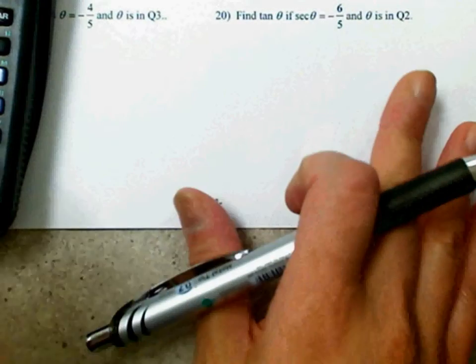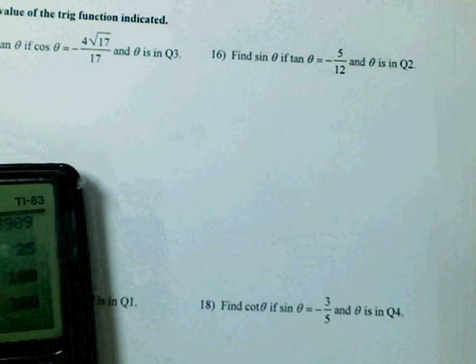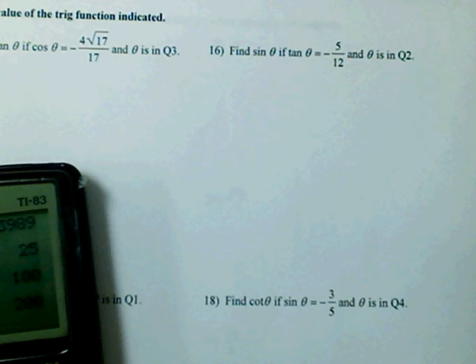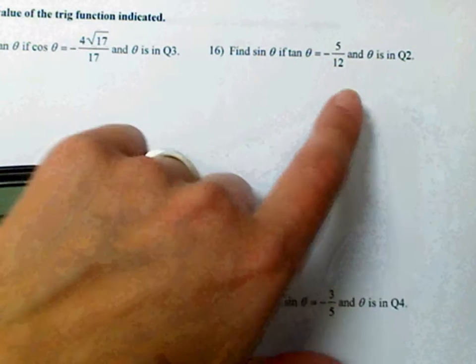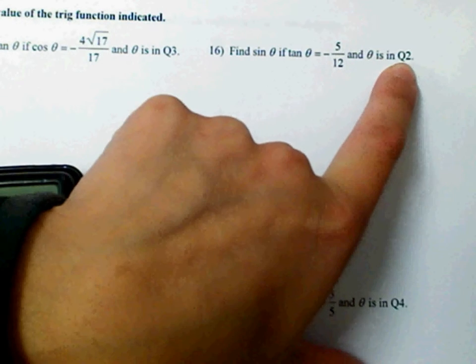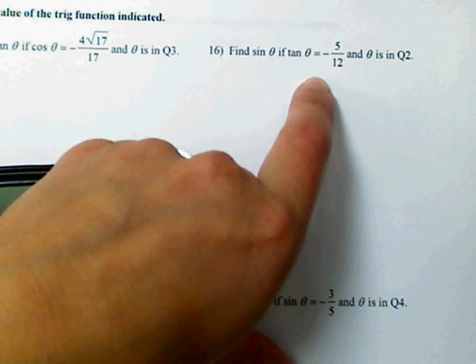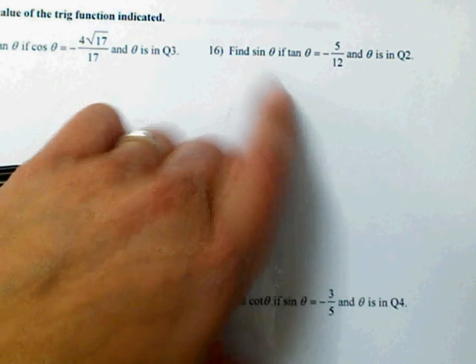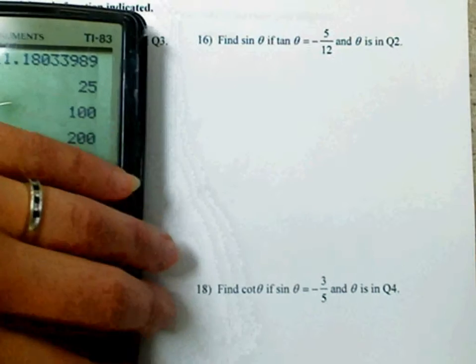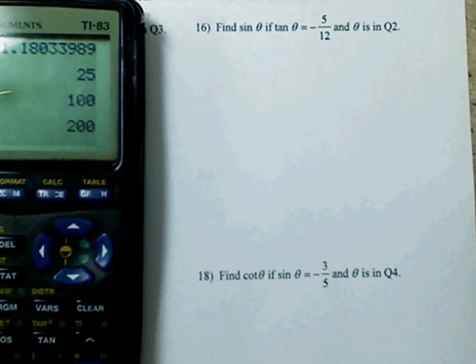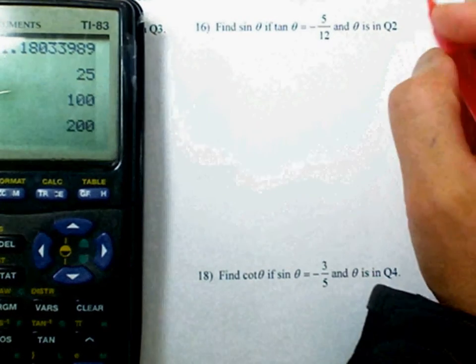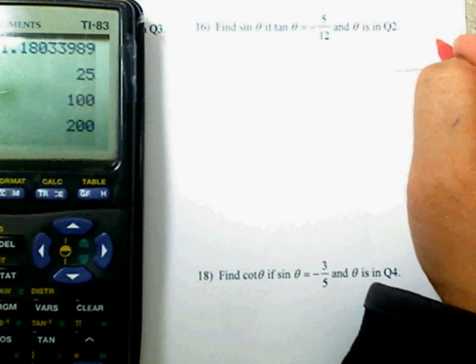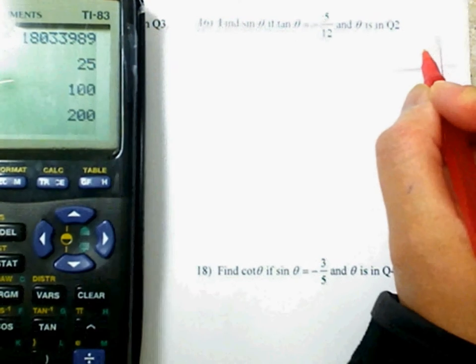Number 16. You are to find the value of the trig function indicated by what quadrant it is. It gives you the angle with the ratios, and it tells you what you need to find. So let's look at number 16. First of all, it tells you you are in quadrant 2. Okay? Quadrant 1, quadrant 2. That is where you are supposed to be.